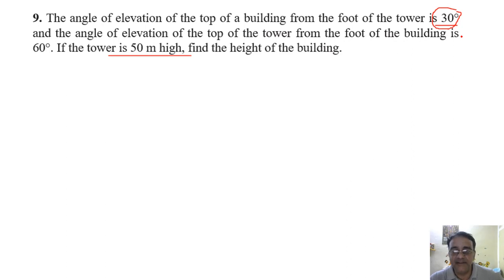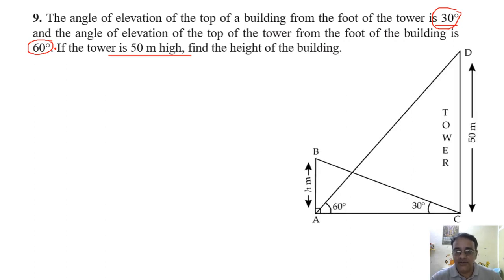The angle of elevation of the top of the building from the foot of the tower is 30 degree, while the angle of elevation of the top of the tower is 60 degree from the foot of the building. So whichever has more height will have a greater angle of elevation. So here, whose height is more? Tower. Yes, tower. So see, this is the tower and the height of the tower is given. This is the building. Let it be equal to h meter, and the angle of elevation of the top of the building from the foot of the tower is 30 degree, and this is 60 degree.